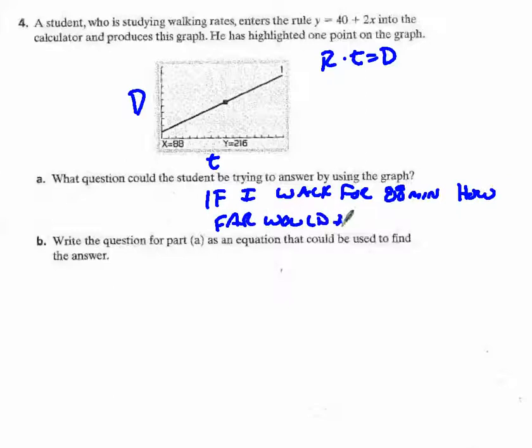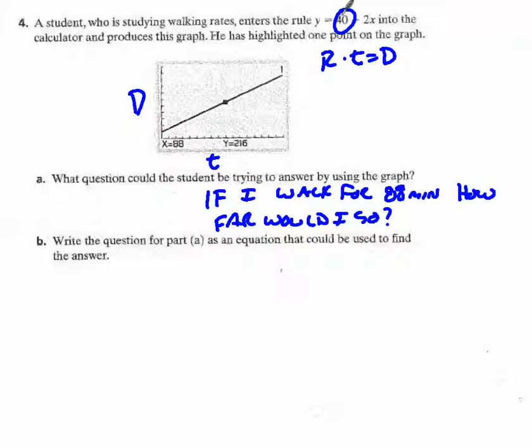would I go? Now the thing that's sort of interesting is, if we're talking about walking rates, what does this 40 mean? And I know that's not part of the question, but that 40 means that you started 40, whatever your distance is, 40 miles, or probably not miles, how about 40 feet from your starting point.